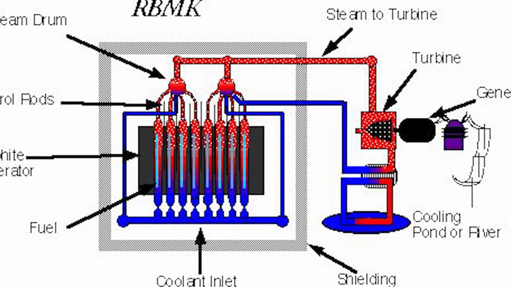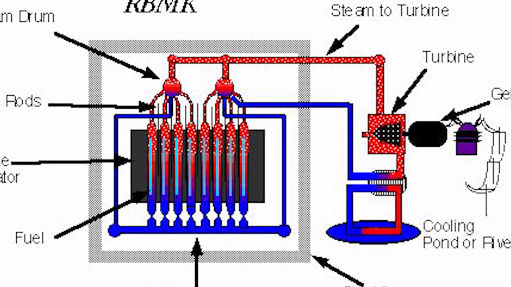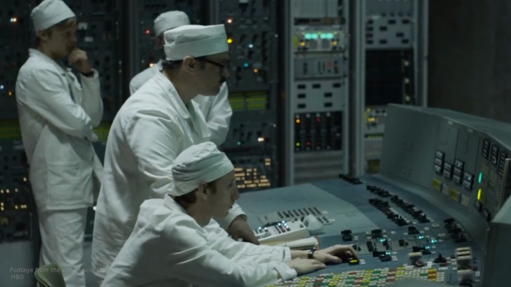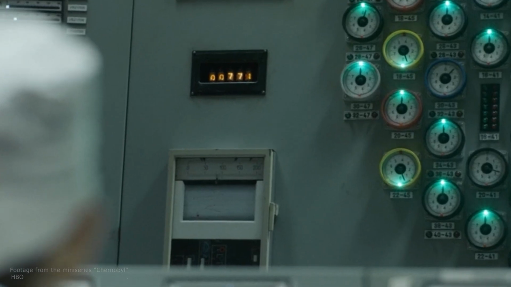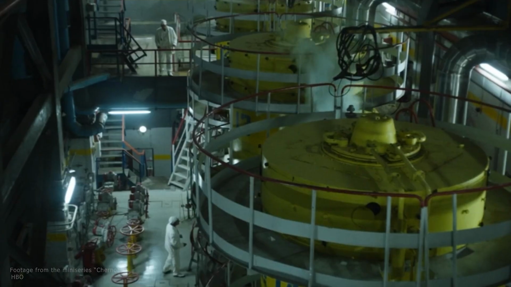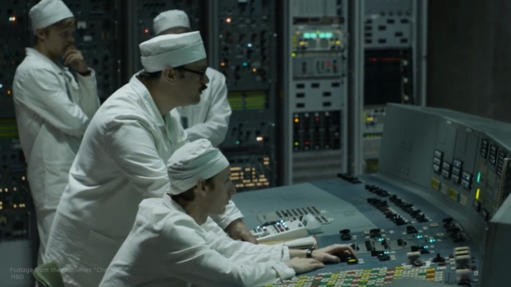The RBMK reactor employed at Chernobyl was unique to the Soviet Union. It utilized graphite as a moderator and water as a coolant, making it distinct from other reactor designs in the world. The use of graphite allowed the reactor to operate at higher power levels, while the water-cooled channels contained the fuel assemblies. The RBMK design had certain advantages, such as its efficiency and fuel flexibility, but it also had inherent safety flaws.